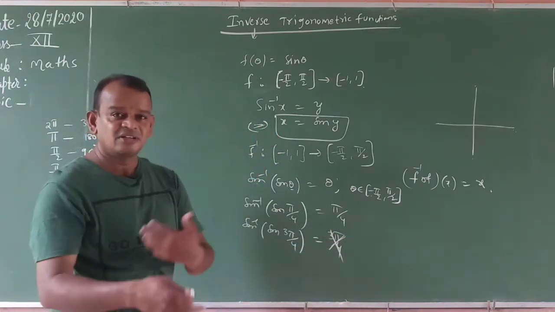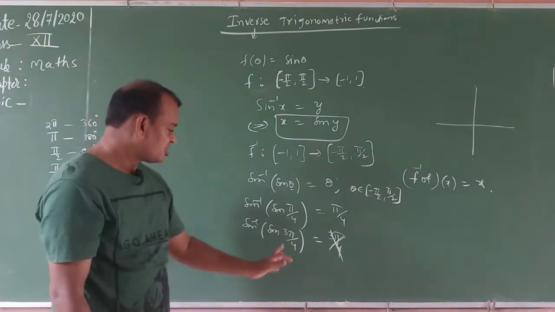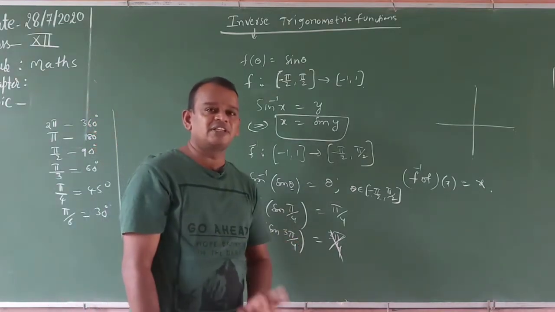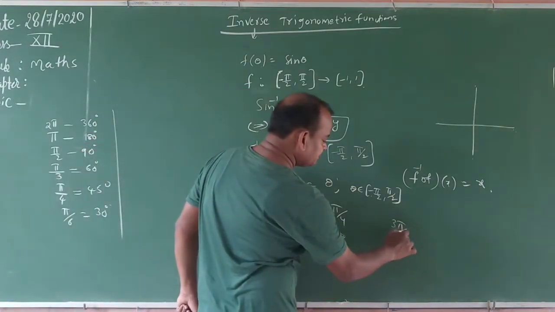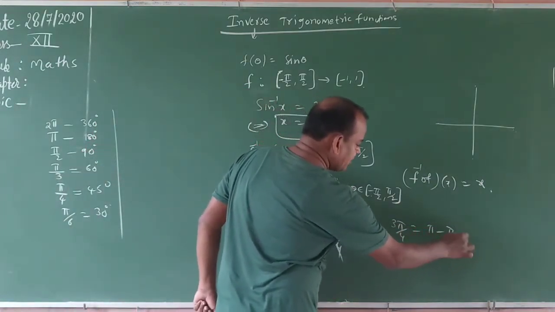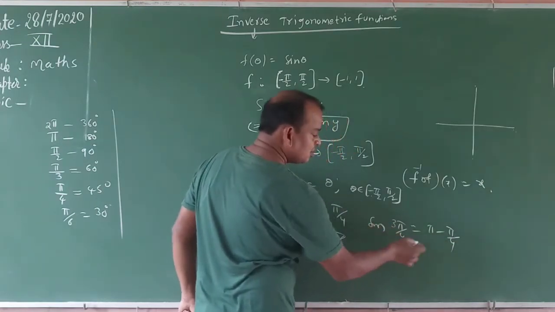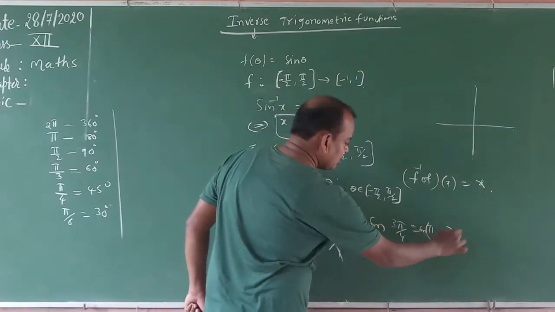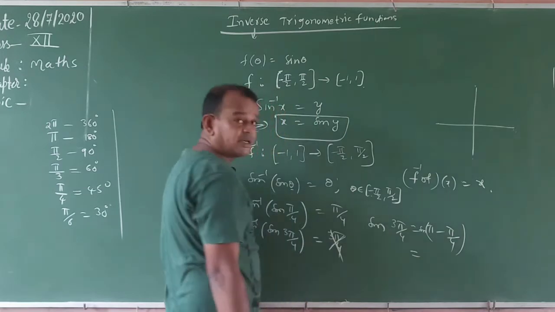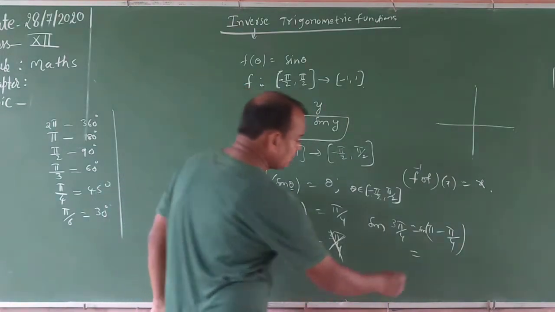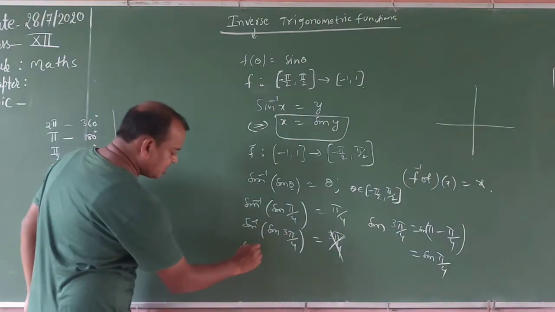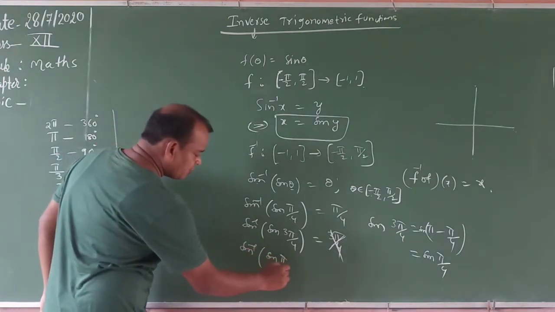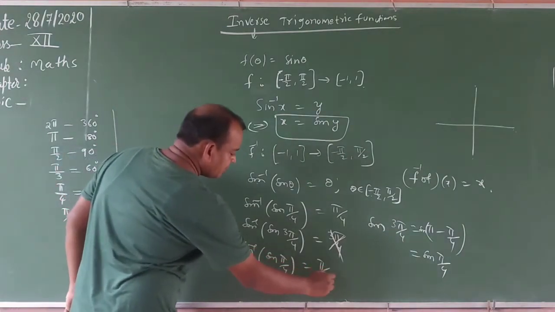100% it will change. Sin 3 pi by 4, second quadrant, 135 is nothing but sin 45 degrees. How to write? 3 pi by 4 is equal to pi minus pi by 4. You apply sin, that equals sin of pi minus pi by 4. Sin of 180 minus theta, in the second quadrant sin is positive, that equals sin pi by 4. Now sin inverse of sin pi by 4 equals pi by 4.